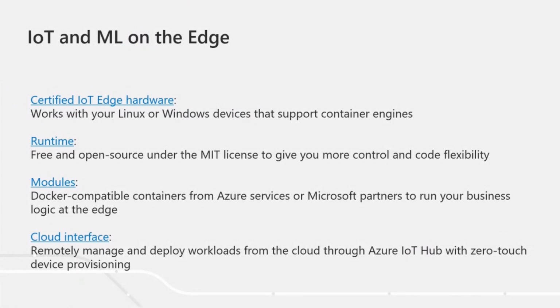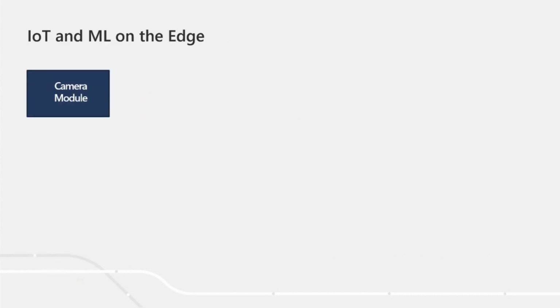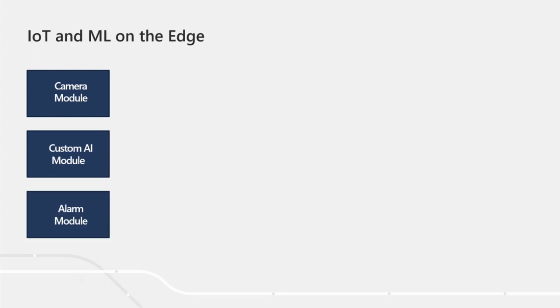IoT Edge runs Docker-compatible containers. In these containers, you can run your own business logic. And through the cloud interface, you can manage and deploy the workloads to the device. IoT Edge uses modules. For our Trash Panda defense system, we would need 3 modules. A camera module that is taking care of the connection with the camera and extracts the frames from the camera feed. An AI module. In this module, we would run our machine learning model that has been trained in the cloud. And last, a module that will handle the alarm.